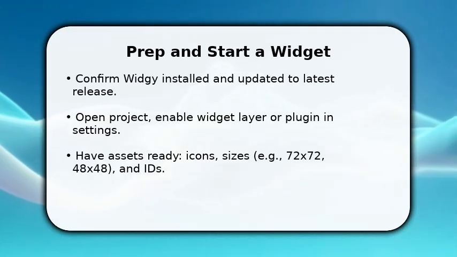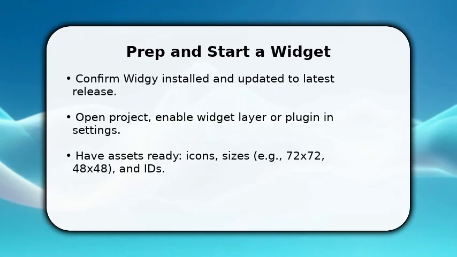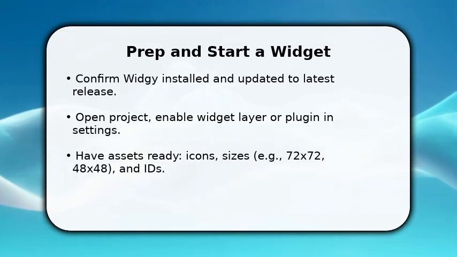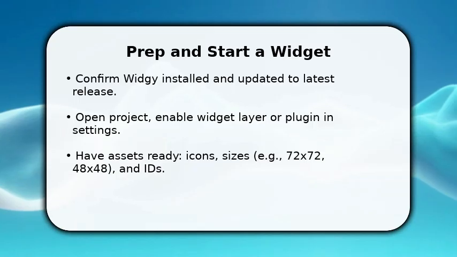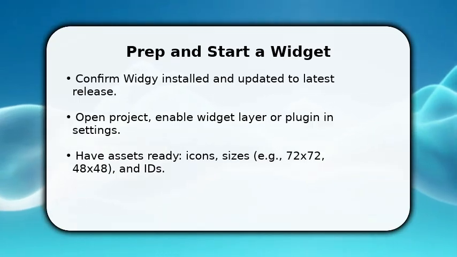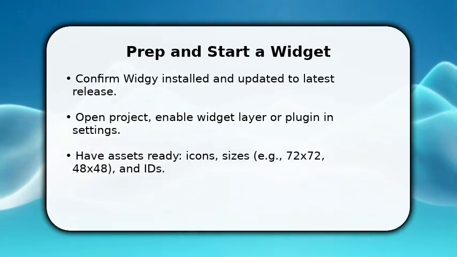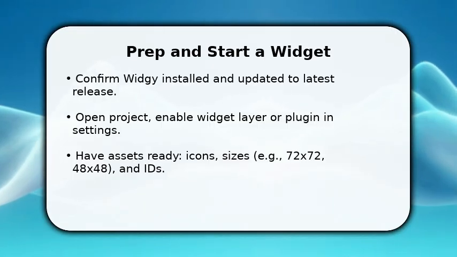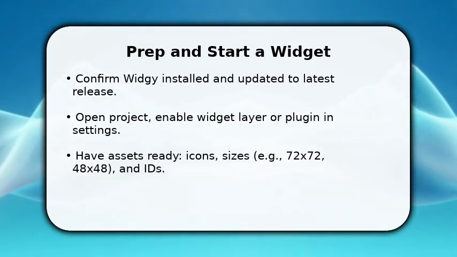Now import the minimal assets you need, icons sized and named consistently, and assign any existing component ID. You'll immediately add a new widget instance from the widget panel and place it on the canvas, so you can configure properties while seeing layout feedback.